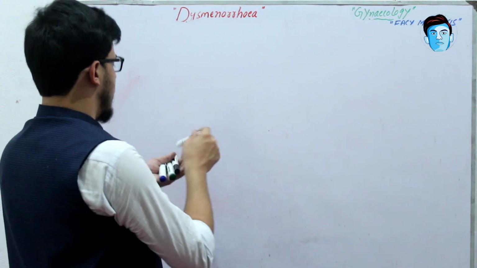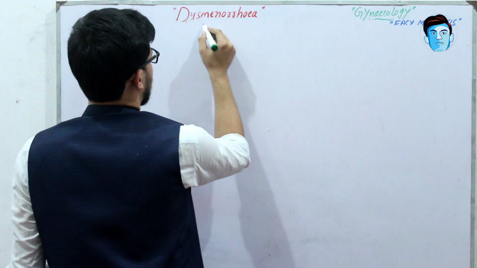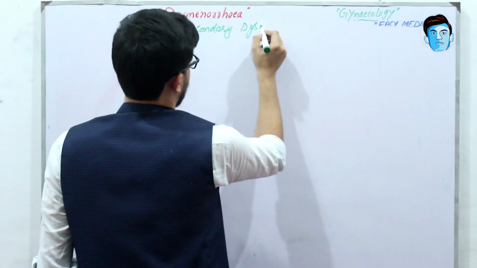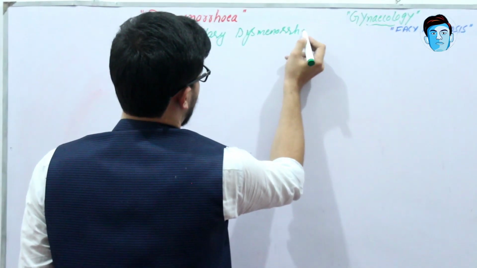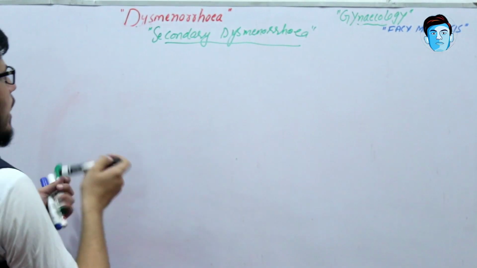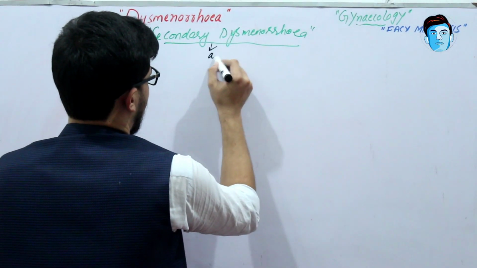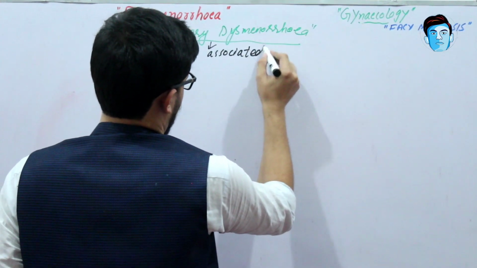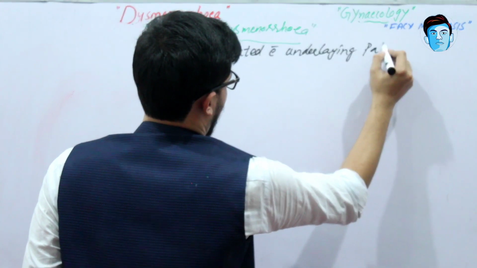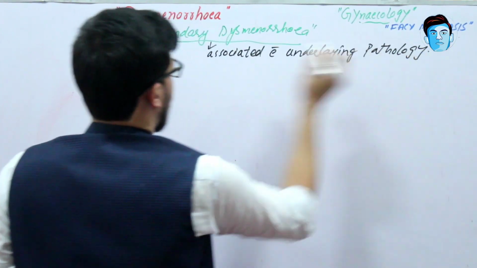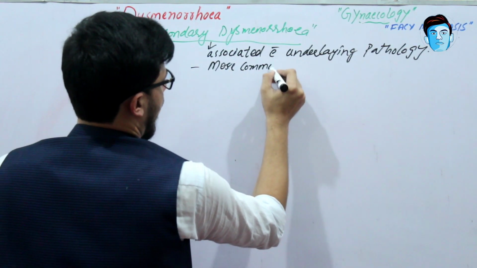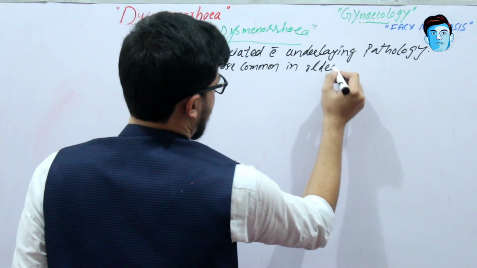So another type of dysmenorrhea is secondary dysmenorrhea. This secondary dysmenorrhea is associated with underlying pathologies, and secondary dysmenorrhea is more common in older females.